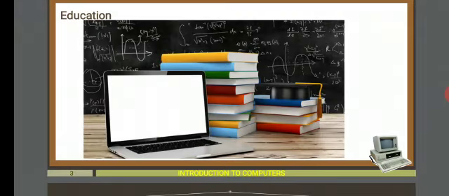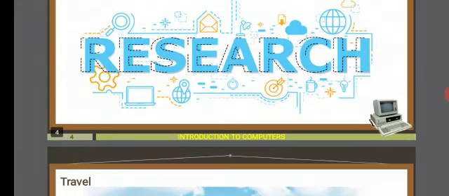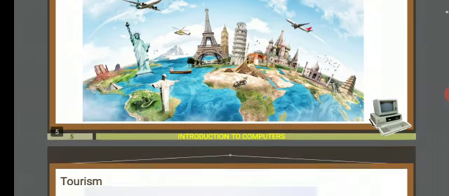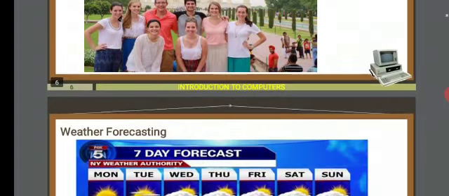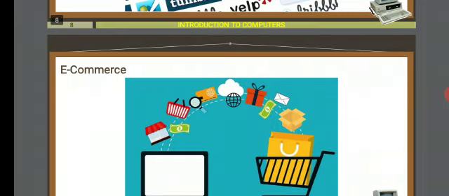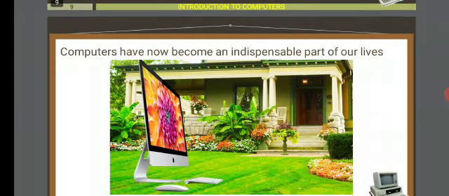So where do we all use computers, and for what purpose? We all use computers for education, for research, for travel, that means for booking tickets, right? We use computers for tourism, for weather forecasting, social networking, and e-commerce. So computers have become very important to our lives, to our daily lives, right?